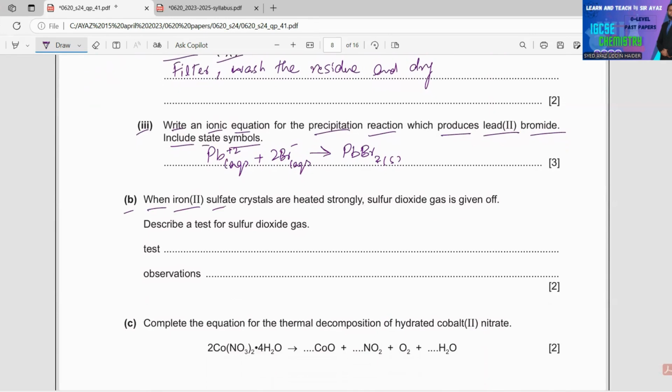B. When iron(II) sulfate crystals are heated strongly, sulfur dioxide gas is given off. Describe a test for sulfur dioxide gas. You can test sulfur dioxide gas by passing it through acidified potassium manganate(VII). The color will change from purple to colorless.